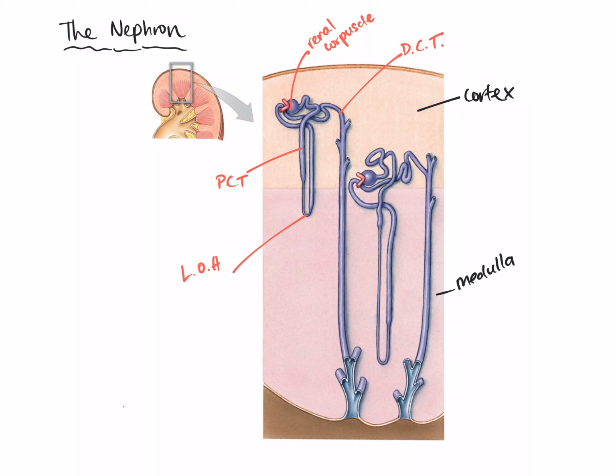Excellent. So from the DCT, the filtrate will drain into what? From the DCT, the filtrate drains into what's known as the collecting ducts, and collecting ducts just serve as channels to eventually drain the filtrate into what's known as the ureters. The ureters lead into the bladder where the urine is stored, and finally when we're ready to excrete it, we'll do that through the urethra.